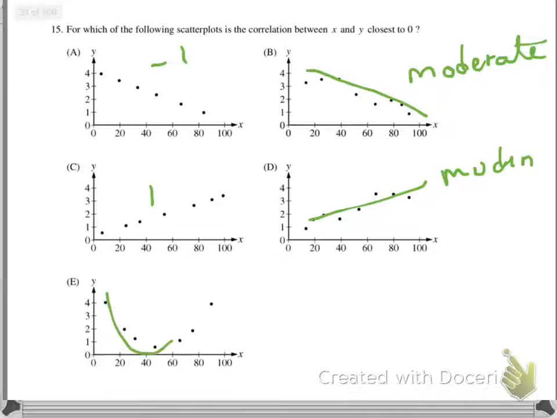But because this guy has a curve, remember, correlation is only to describe linear trends. Even if you put the numbers in and force a calculator, it will get a number close to 0. So the answer is E.